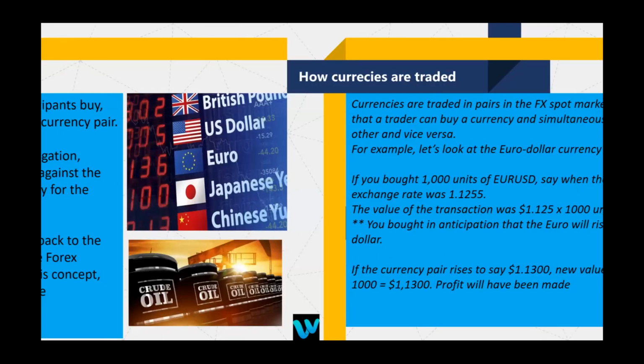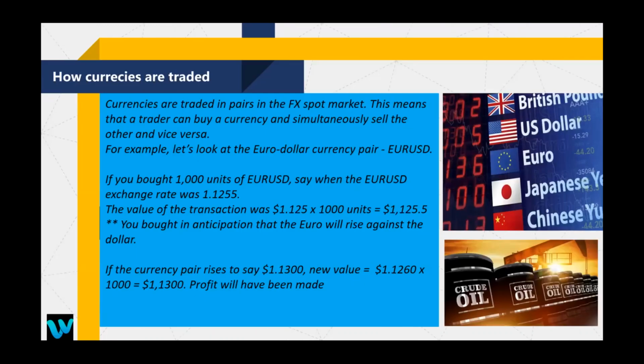So now, how are these currencies traded? Currencies are traded in pairs in the Forex spot market. FX, that's Forex. When we say pair, we're talking about two. So what you're trying to do is to trade one currency against another one, just like the case of the naira and the dollar, you going to the bureau de change to exchange your dollar for naira.